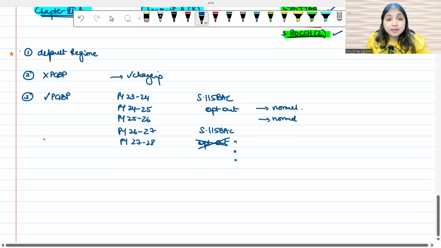However, let us say the assessee reaches a point of time where the assessee does not have any PGBP anymore.